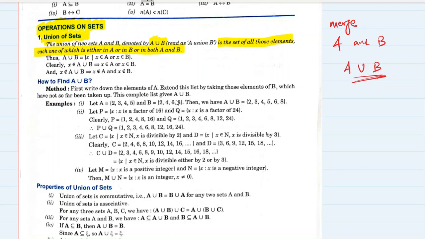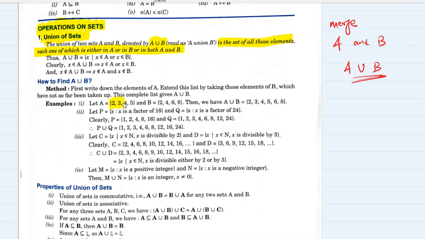मतलब तुम्हें पहले सेट A के जो सारे मेंबर्स हैं वो लिख लेना है, फिर सेट B के मेंबर्स लिख लेना है। कोई भी मेंबर रिपीट नहीं होना चाहिए, ना ही कोई मेंबर छूटना चाहिए। ठीक है, ये तुम्हें क्या देता है? This gives you A union B. Okay, let's take an example.